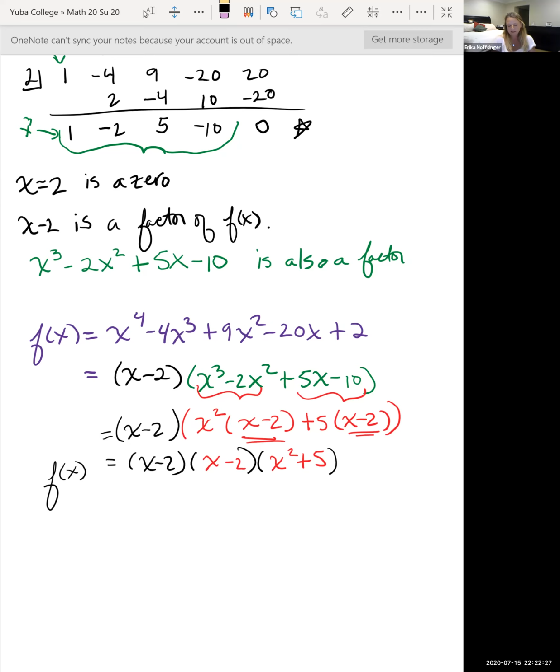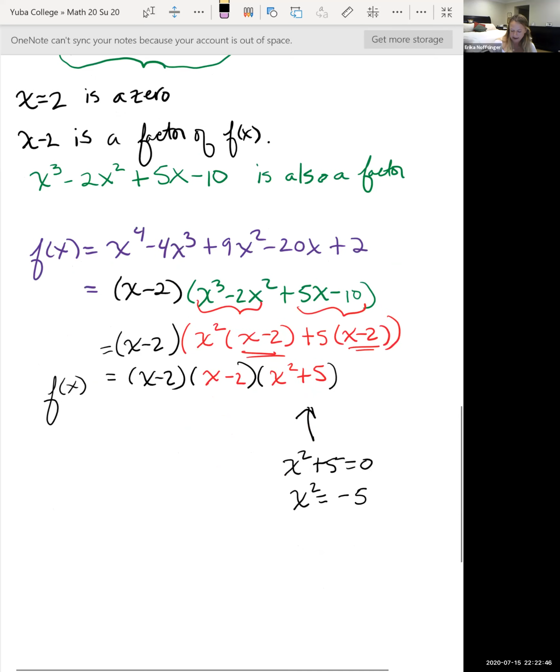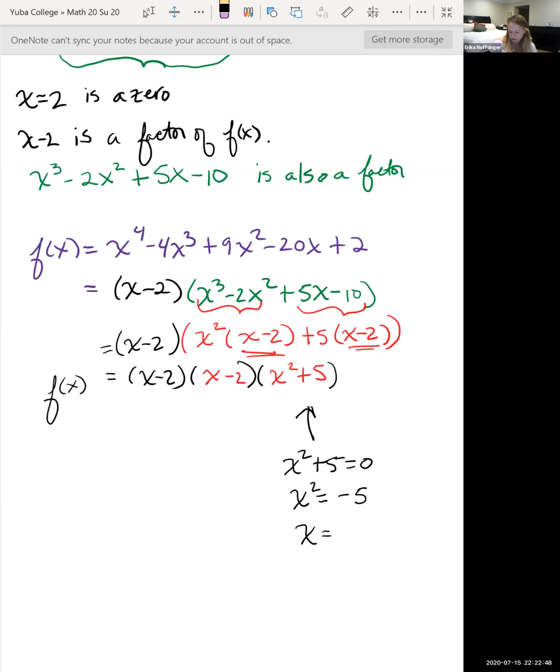So this x squared plus 5, to look at when this is equal to 0, I notice that there's no real number that makes that equal to 0. If I subtract 5 on both sides, we get x squared equals negative 5. And then if we take the square root of that, we get x is equal to plus or minus the square root of negative 5. The square root of negative 1 is i. So we can rewrite this as x equals plus or minus i root 5.